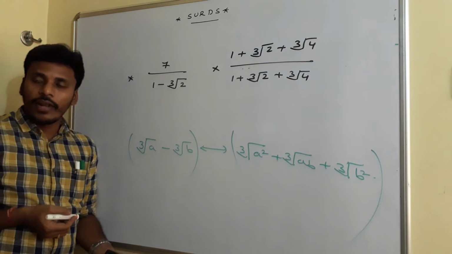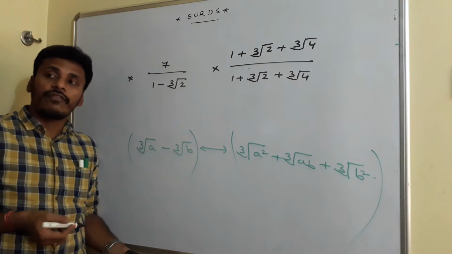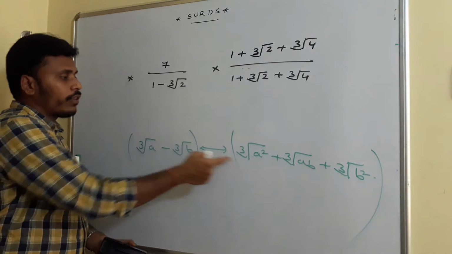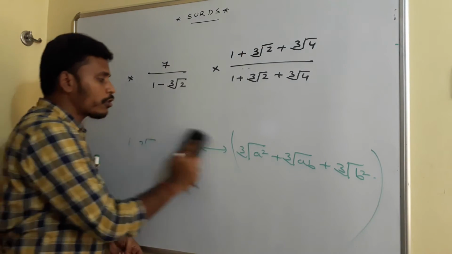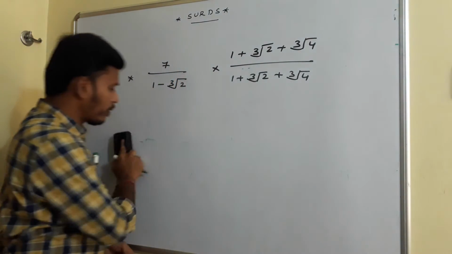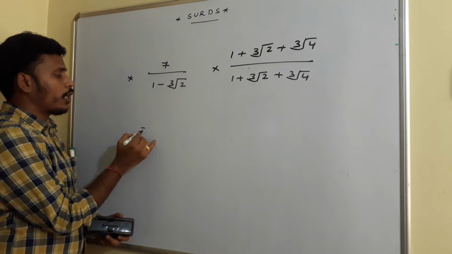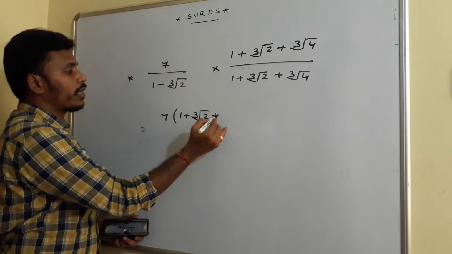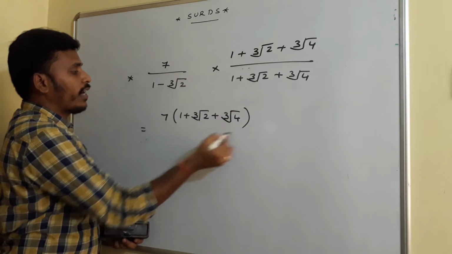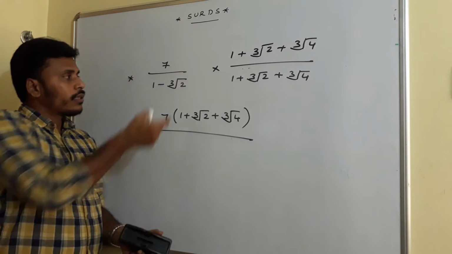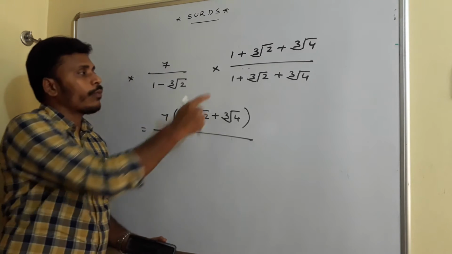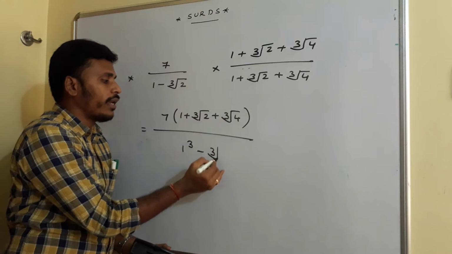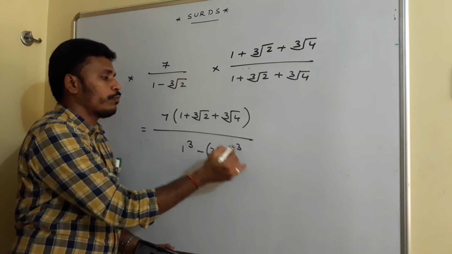To make the denominator rational, you need to multiply with the rationalizing factor of the denominator. The rationalizing factor for this denominator is this number, with the support of this logic. Now you just multiply the numerator part as well as the denominator part, and it becomes 7 times 1 plus cube root 2 plus cube root 4, divided by, in the denominator, this is of the format x minus y into x square plus xy plus y square. Then its result is 1 cube minus cube root 2 cube.